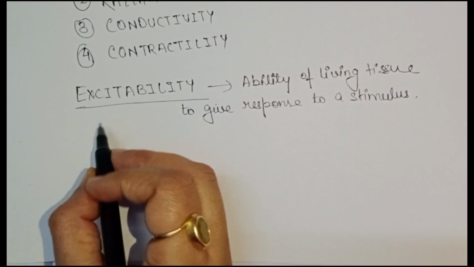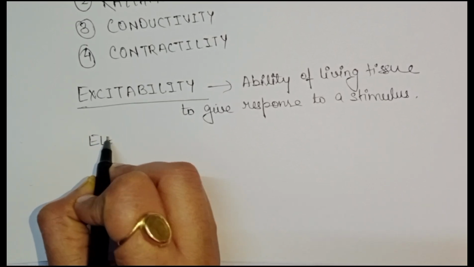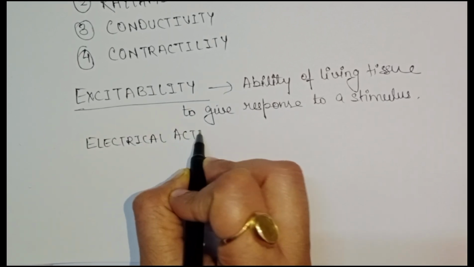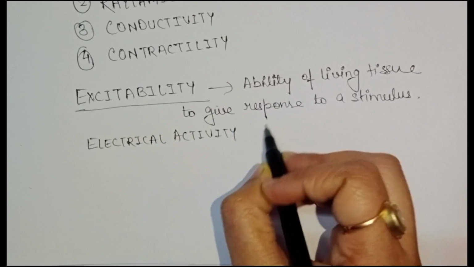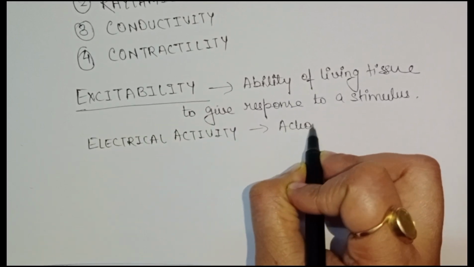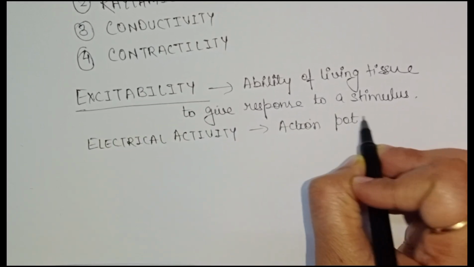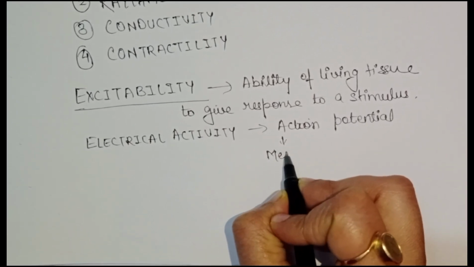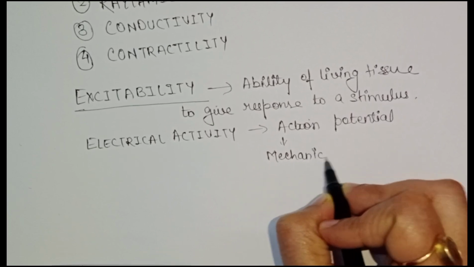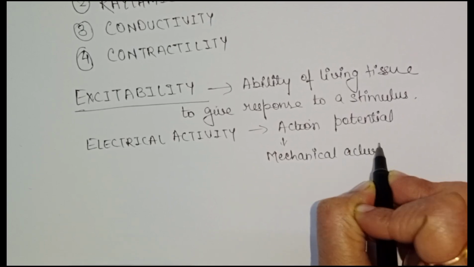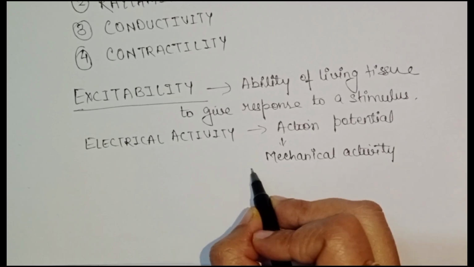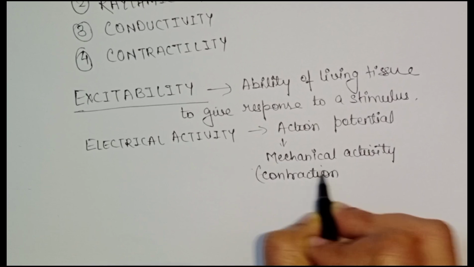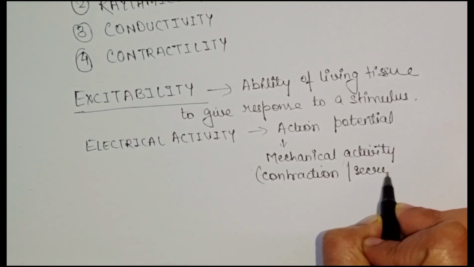The initial response to a stimulus is electrical activity in the form of action potential, followed by mechanical activity, which can be in the form of contraction or secretion.